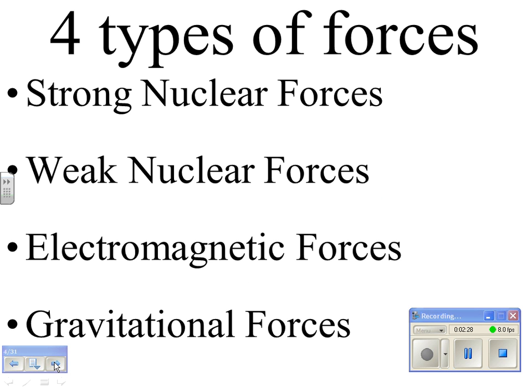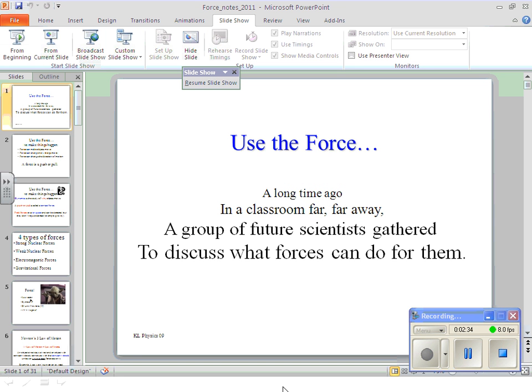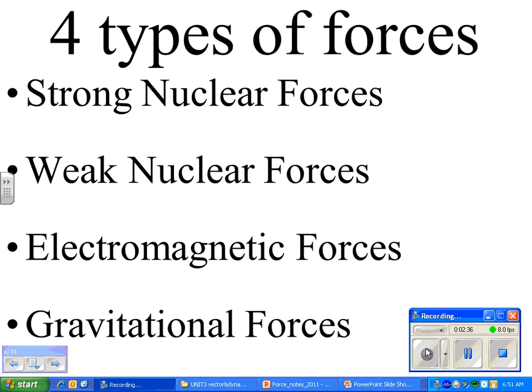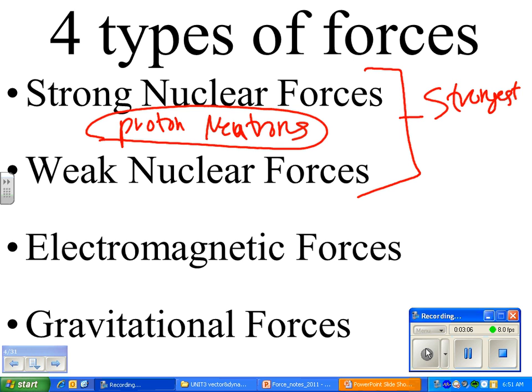There's four types of forces. Sorry, my PowerPoint had a problem there for some reason. So, strong nuclear forces, weak nuclear forces, electromagnetic forces, and gravitational forces. Really all we need to know is these two guys right here are the strongest. These actually keep protons and neutrons together. That's a strong nuclear force. Protons and neutrons together. That is the strongest force, strong nuclear force.